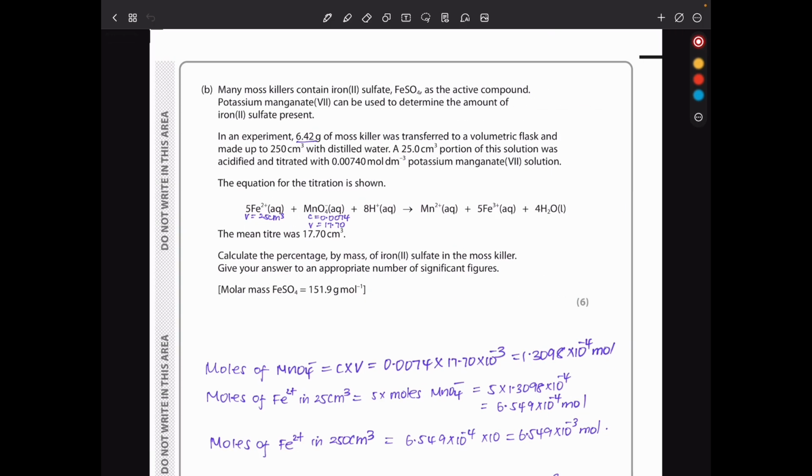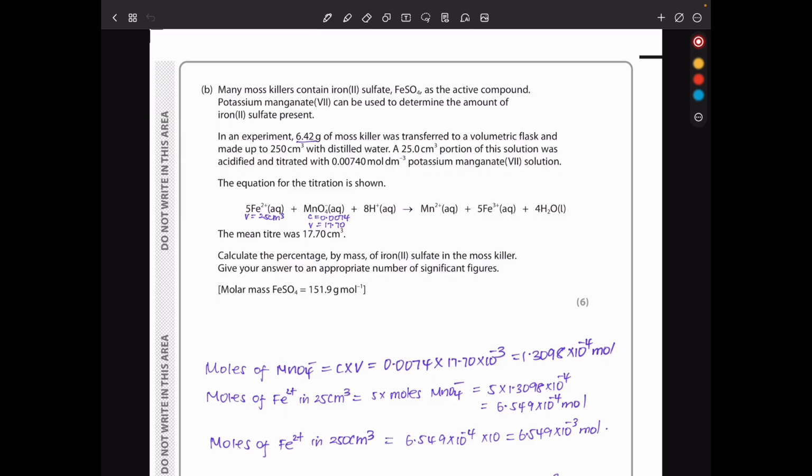In part B, they say many moss killers contain iron 2 sulfate as the active compound. Potassium manganate 7 can be used to determine the amount of iron 2 sulfate present. In an experiment, 6.42 grams of moss killer was transferred to a volumetric flask and made up to 250 centimeters cubed with distilled water. A 25 centimeters cubed portion of the solution was acidified and titrated with 0.00740 mole per decimeter cubed potassium manganate 7 solution. The equation for the titration is shown here.